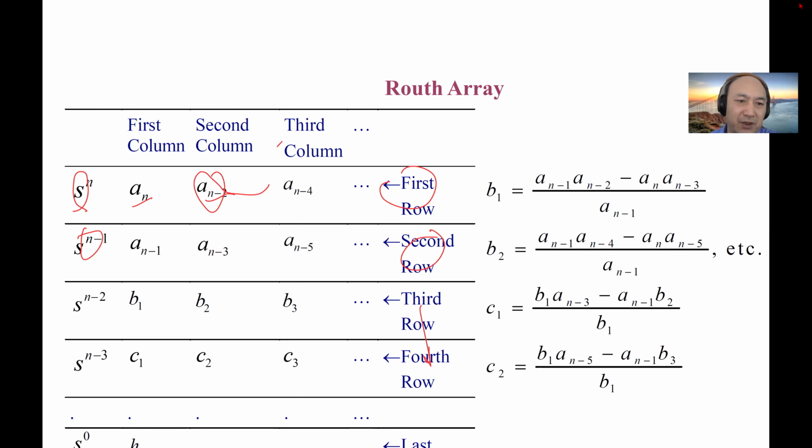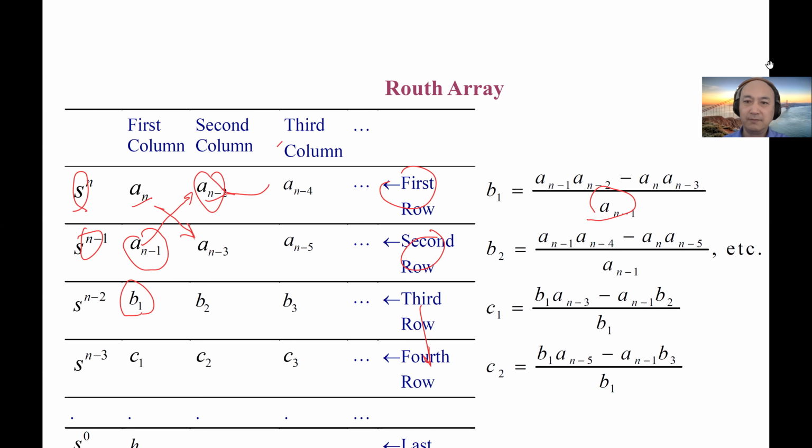So how to do b1 here is basically you do a_n minus 1 times a_n minus 2 minus this. This is the cross product. It's opposite to the determinant, remember? And we divide it by a_n minus 1 here. Okay, be careful. So these are very important skills: how to construct the Routh table. You should memorize it. It's a very important skill.